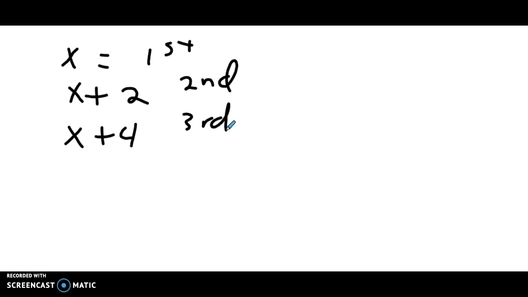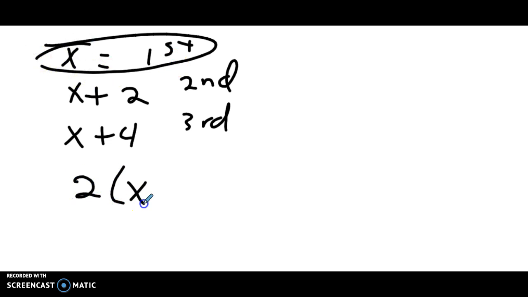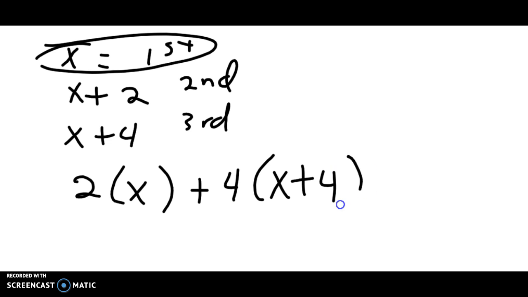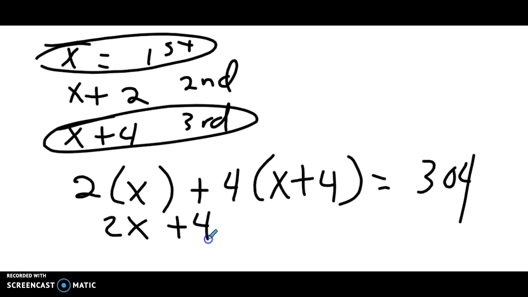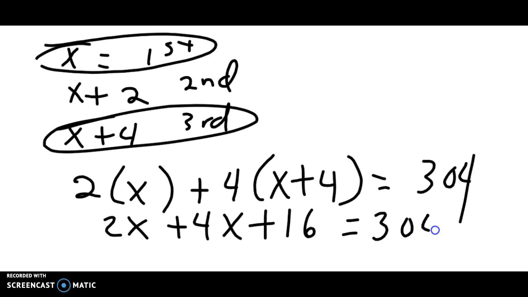All right, and then such that the sum of twice the smallest and 4 times the largest, that's the largest, is equal to 304. So 2x plus 4x plus 16 equals 304, right? We did our distributive property. Now we're going to combine our like terms. 6x plus 16 equals 304.